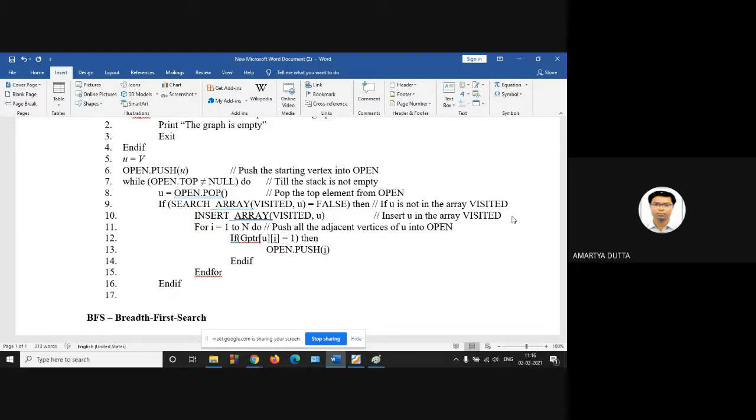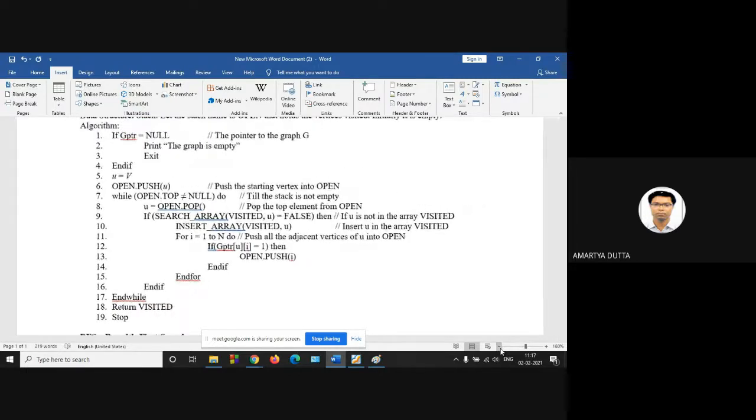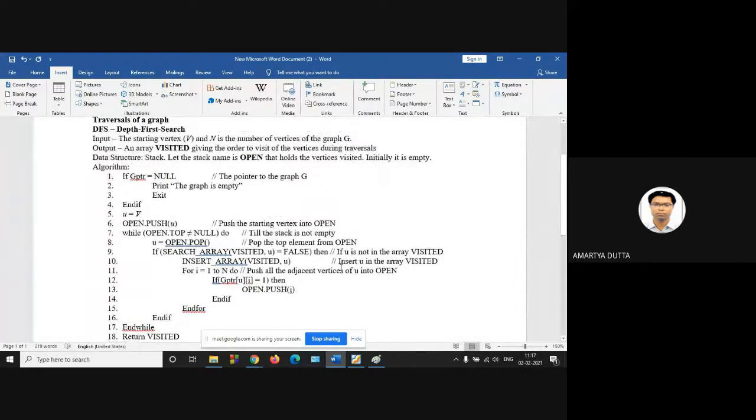Now end while, and return your visited array, and next stop. So this is your depth first search algorithm.